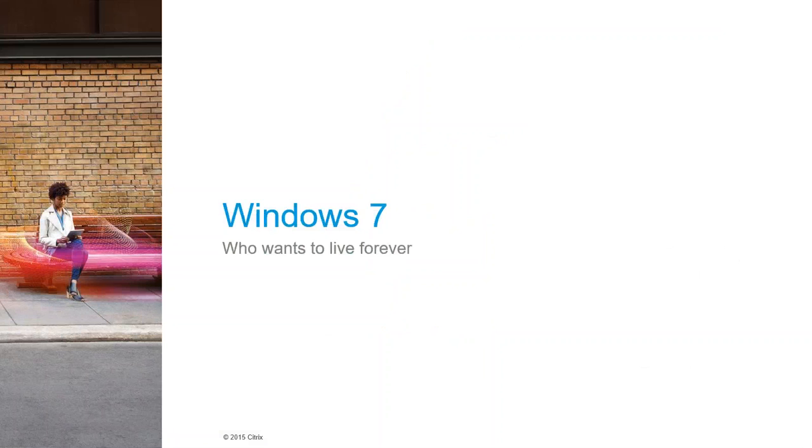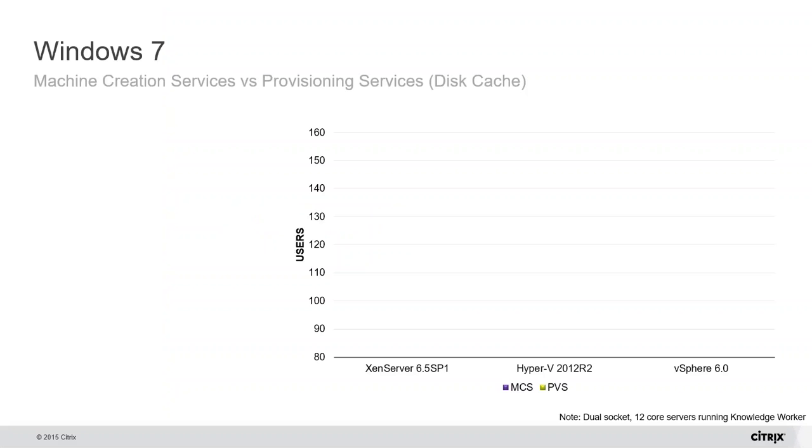So with the latest release, XenApp XenDesktop 7.7, we wanted to look at some scalability testing of how many users we can get on a server. Again, we're going to start with Windows 7 because honestly, Windows 7 is one of these who-wants-to-live-forever type operating systems. It's going to be around for ages, so we're going to keep looking at this. We want to look across all the different hypervisors. For this test, we're looking at machine creation services versus provisioning services using the disk caching approach.